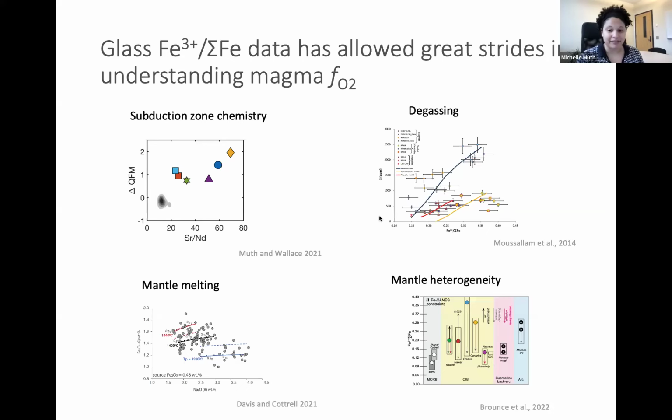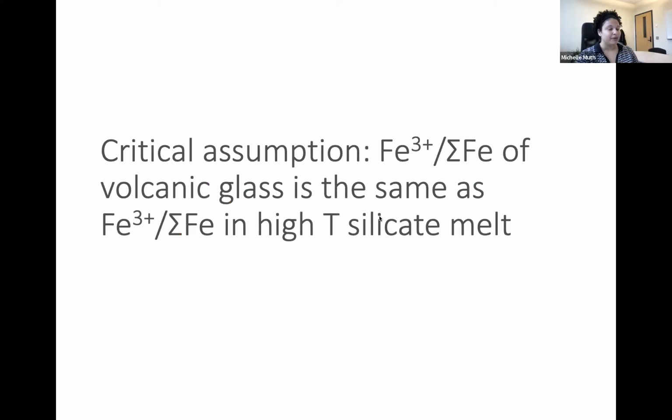So it's incredibly exciting, but there's a critical point to consider in all of this work, which is that the studies that I've shown here all make the same critical assumption. They're assuming that the proportion of ferric and ferrous iron in these volcanic glasses is the same proportion of ferric and ferrous iron that was present in the high temperature silicate melt. And so it's this critical assumption that I want to revisit in this talk. Is this true, and can we rely on this assumption in how we interpret volcanic glass data?